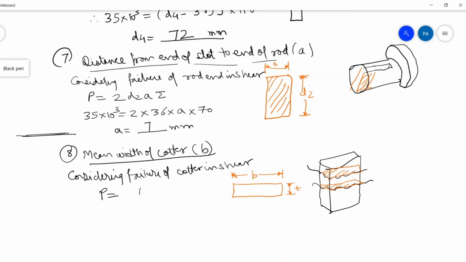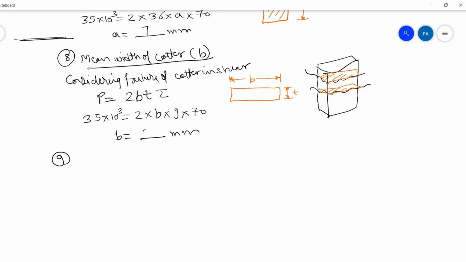P equal to, what is the area? B into T is the area. Since it is double shear, it is 2 into tau. So you can write 35 into 10 raised to 3 equal to 2 into B, which is unknown, into T, which is 9, into tau, which is 70. After substituting all the values, you will get B equal to 28 mm. So A is done, B is done. Now we'll find C. C is what? Thickness of the socket collar. Correct. Thickness of socket collar. That is C.